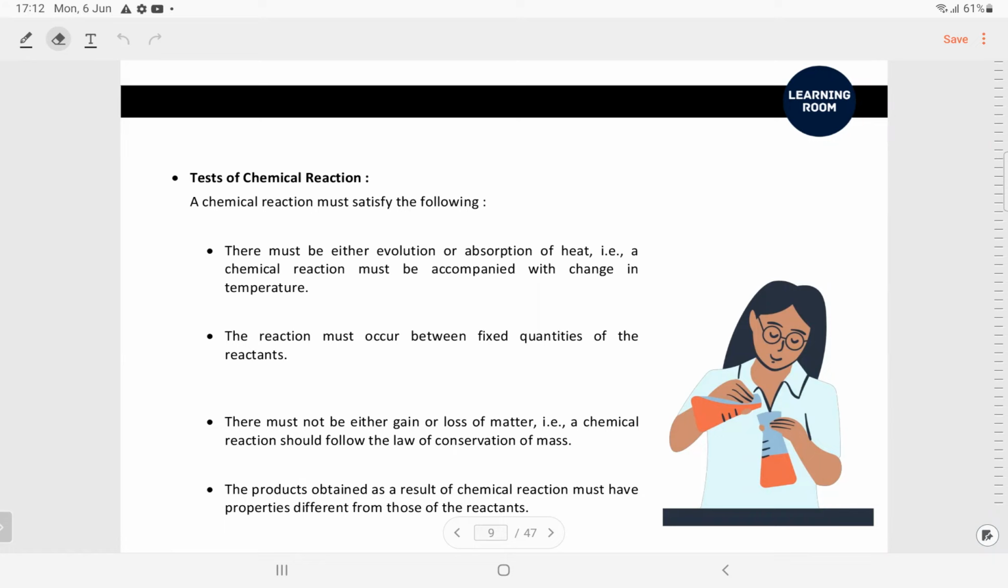See, the first one is that there can be either evolution or absorption of heat. There are certain kinds of chemical reactions for it. What is absorption of heat? What kind of reaction? Very good. Absorption of heat. Absorption.